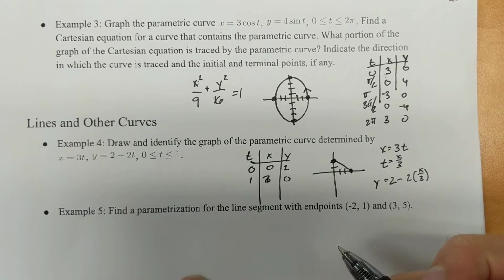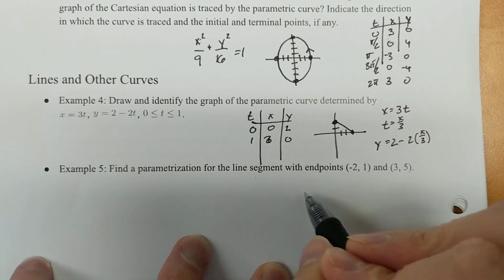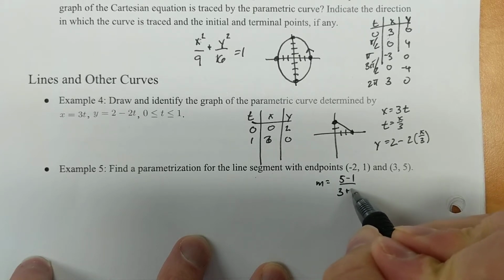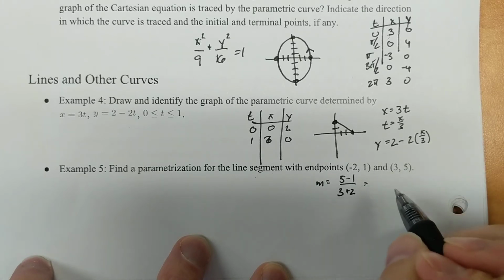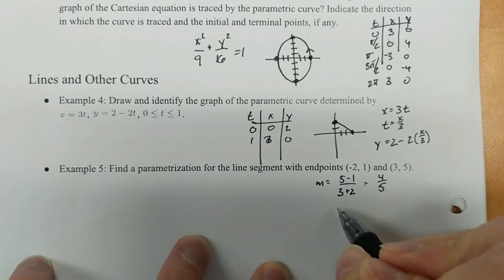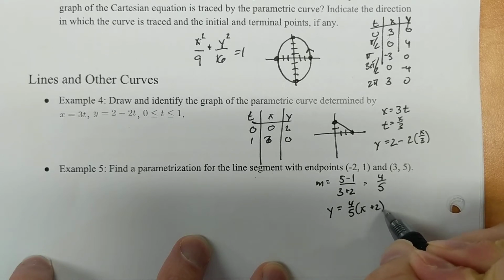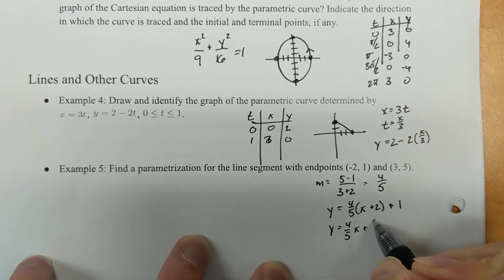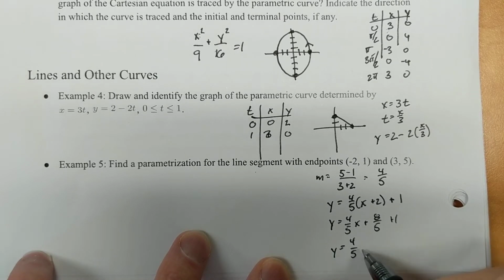Okay, so for example 5 here, we need to find the equation of the line that connects those 2 points. First I need to find the slope, so 5 minus 1 over 3 plus 2. So it's y minus y over x minus x. That becomes positive because I'm subtracting a negative. So that's 4/5. So the equation of my line is y equals 4/5 times x plus 2, plus 1. So 4/5 x plus 8/5 plus 1. So that's 13/5.